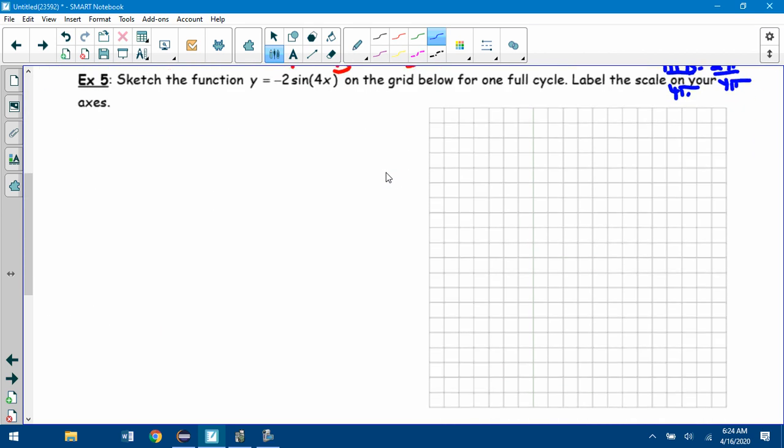Almost done. Number 5. Sketch the function y equals -2 sine of 4x on the grid below for one full cycle. Label your scale on your x-axis. Okay, what's the word we've been using that means one full cycle?